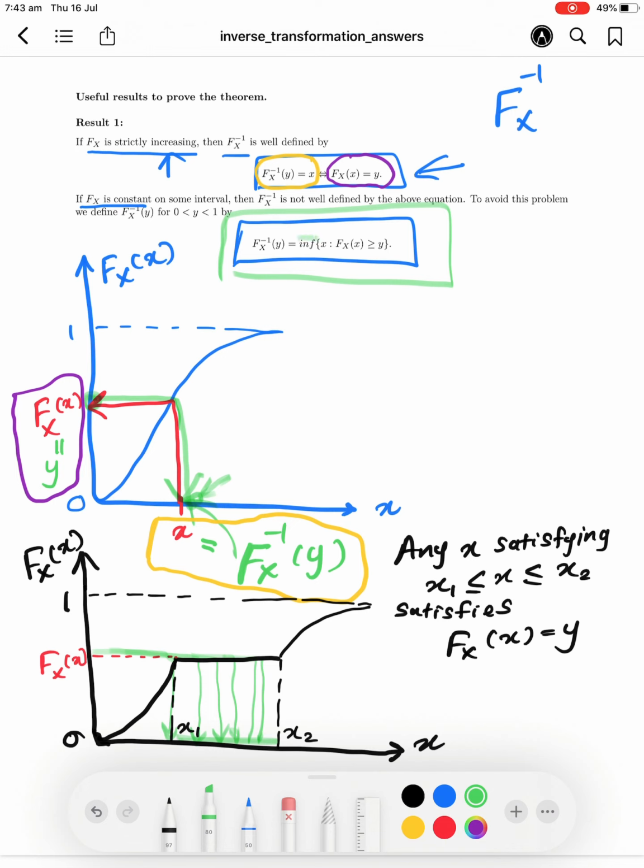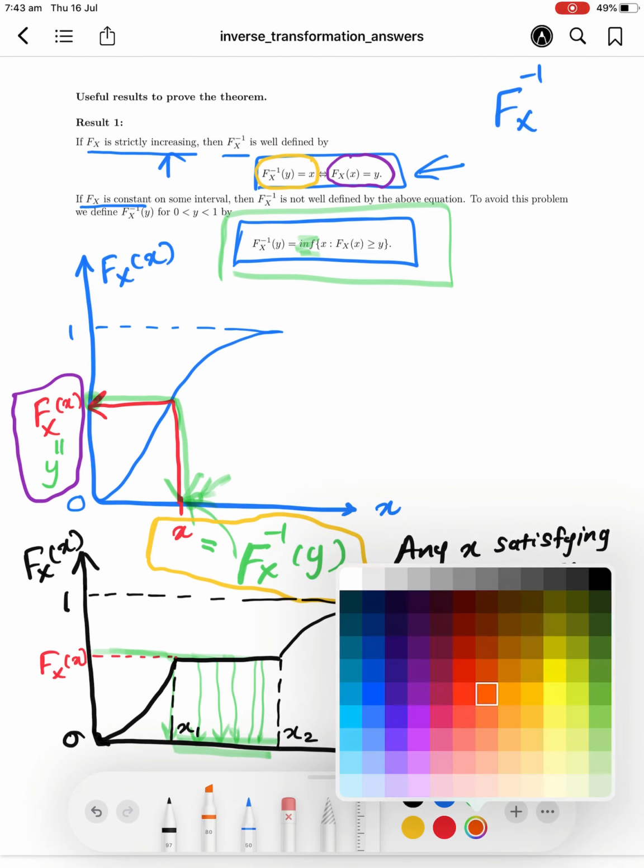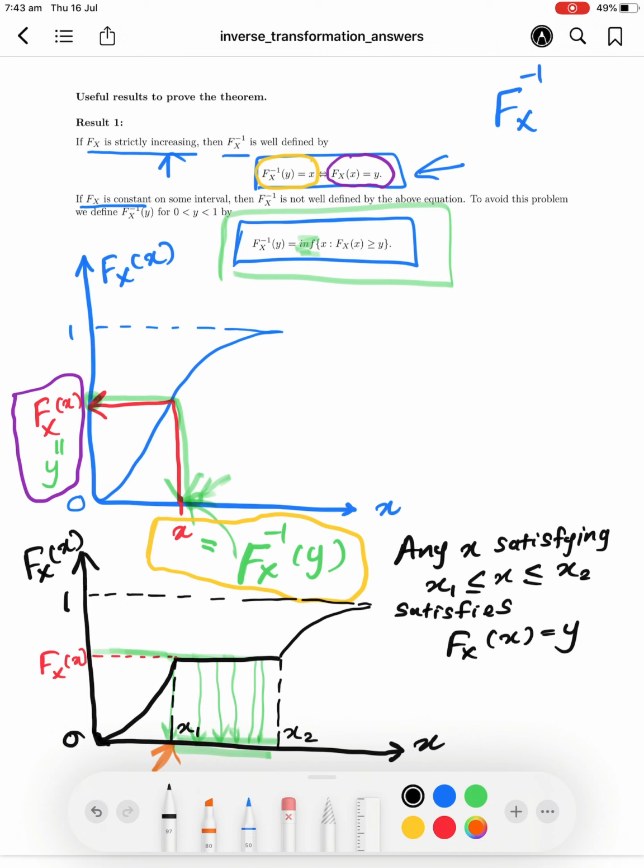Now we are referring to the infimum within this range. In this case, the infimum is x1. So according to the definition here, in this case, Fx inverse y equals x1. This definition is valid for this one as well as this one.